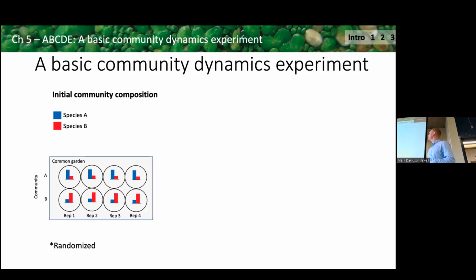We can imagine this basic community dynamics experiment where we have common gardens, so one set of environmental conditions, whole bunch of replicated mesocosms with two species, species A and B, so blue and red. And both species are present in all communities, but they're divided into two different community types that differ in their initial relative abundances. So you have community type A up here, where the blue species is dominant and the red species is rare. And then you have community type B, where the blue species is rare and the red one is dominant.